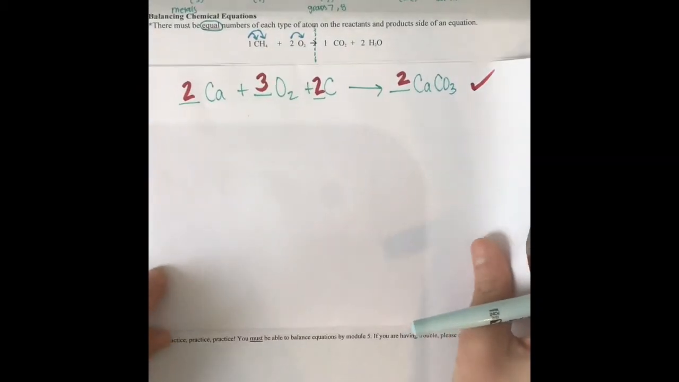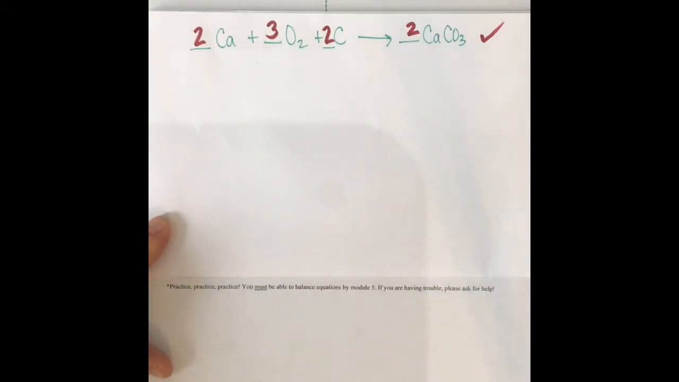Okay, you'll see at the bottom of the paper I've written practice, practice, practice. These will get so much easier with practice. By Module 5, balancing is going to be something that you need to be pretty good at. So please do your homework, practice problems in your book. If your teachers give you extra practice, definitely do it. And if you're having trouble with it, this is the time to ask for help so that when we build on it, you don't get behind. Balancing is a really, really important skill, and you will get the hang of it with practice.